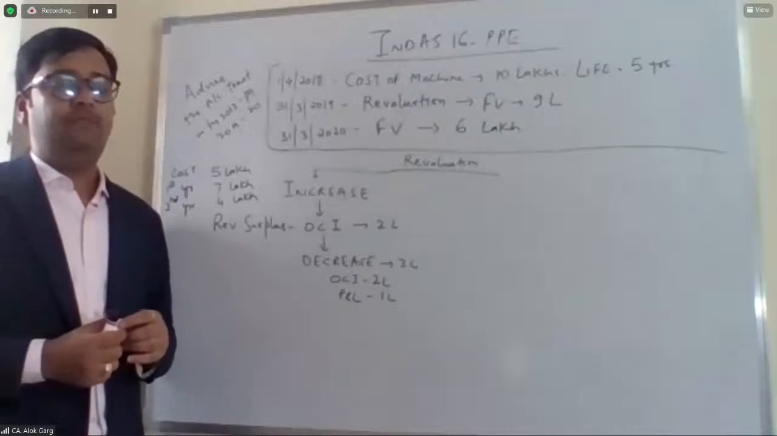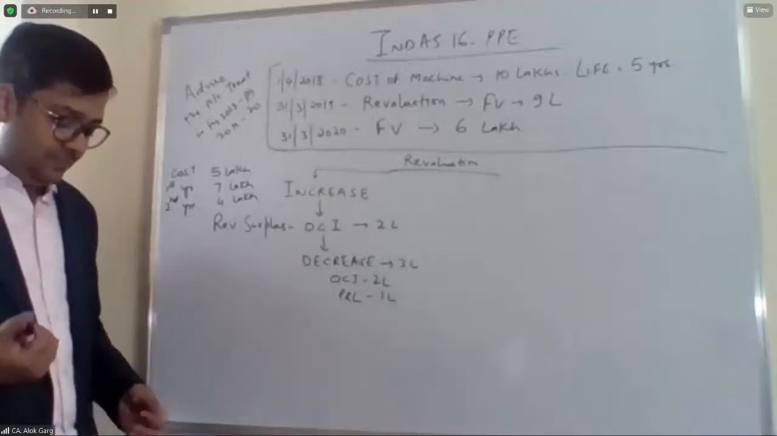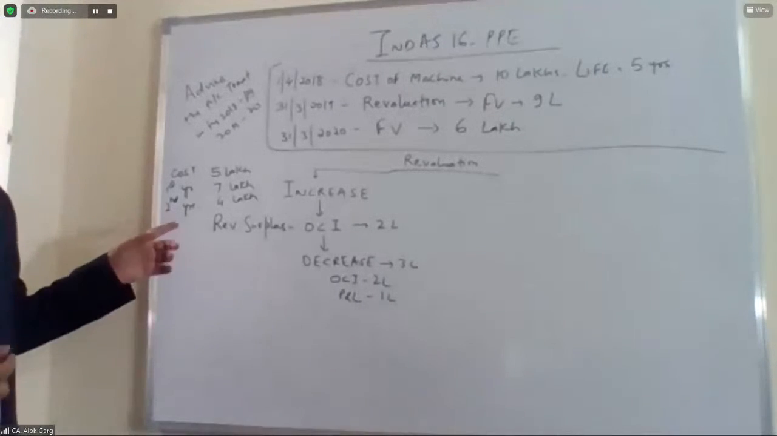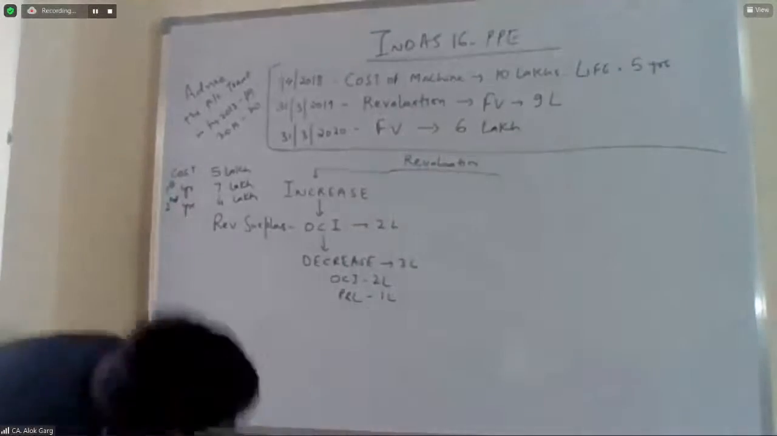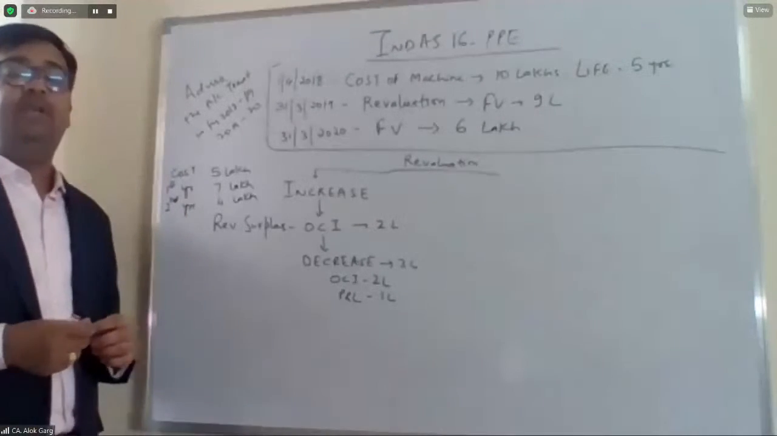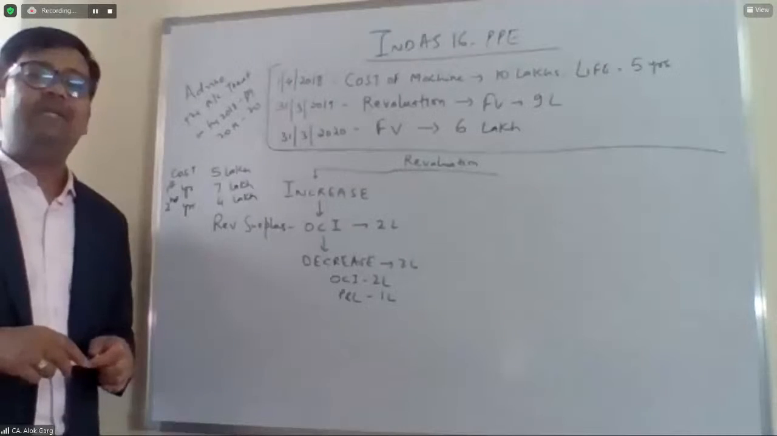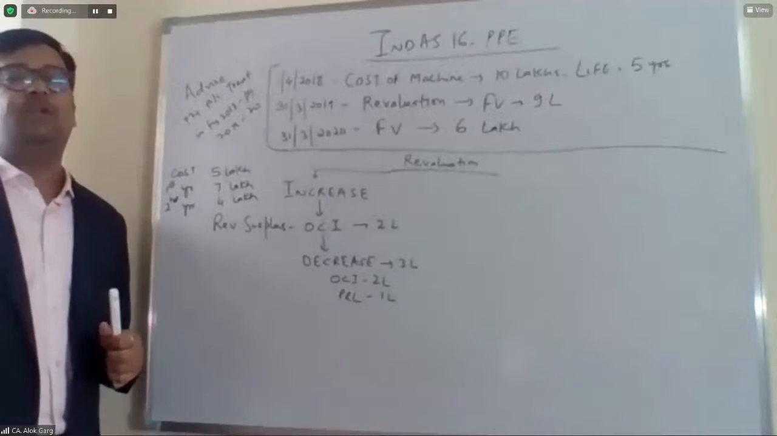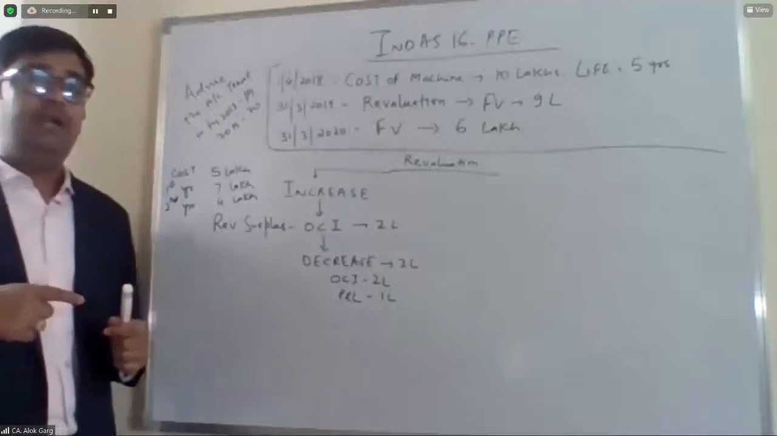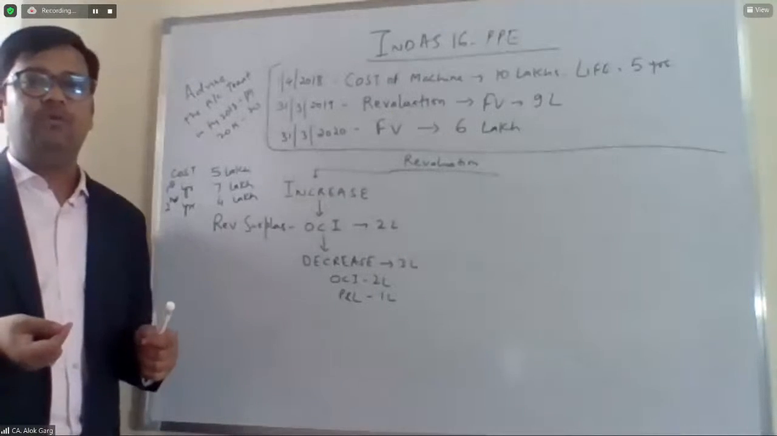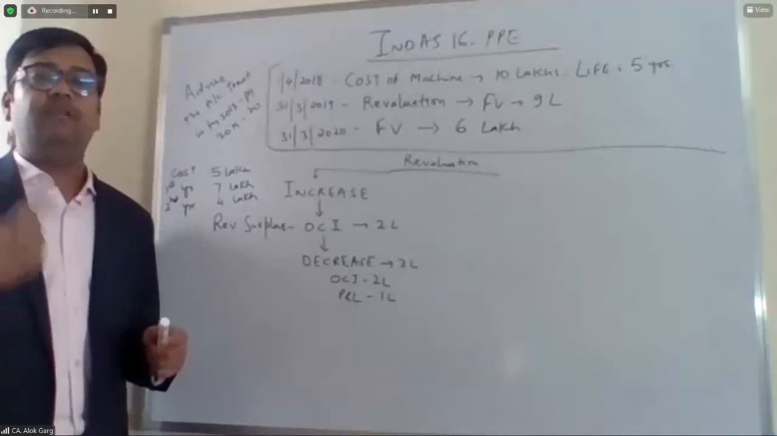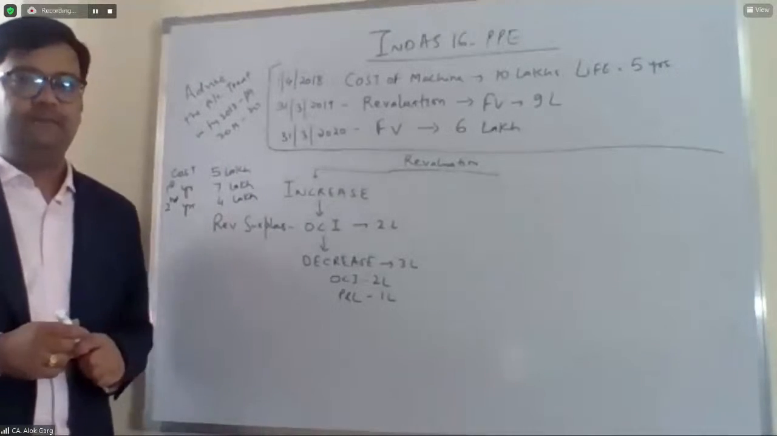Sir, what will happen? For example, instead of this, in the second year it becomes 8 lakh instead of 4 lakh. Then what will happen if there is a subsequent decrease? If there is a subsequent decrease, again it will go to other comprehensive income. So the accounting entry will again be asset account debit to revaluation surplus OCI account. Okay.